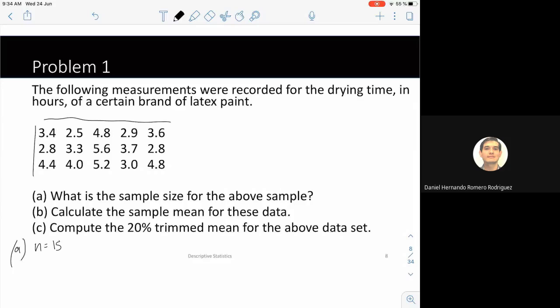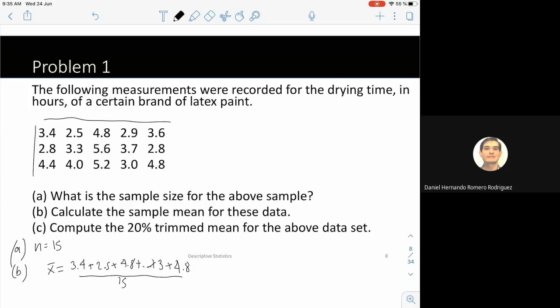Then the question is asking, calculate the sample mean for this data. To compute the sample mean, we just add them all up. So x bar is going to be equal to 3.4 plus 2.5 plus 4.8, until we add the whole table, plus 3 plus 4.8. And we divide it by the total number of observations. So you can compute that number divided by 15.